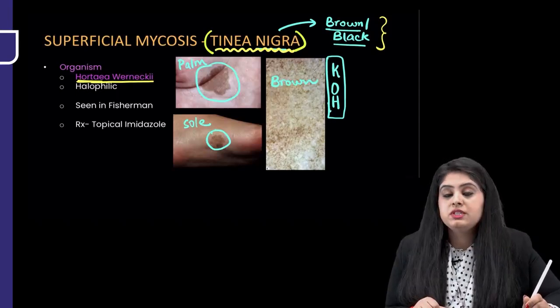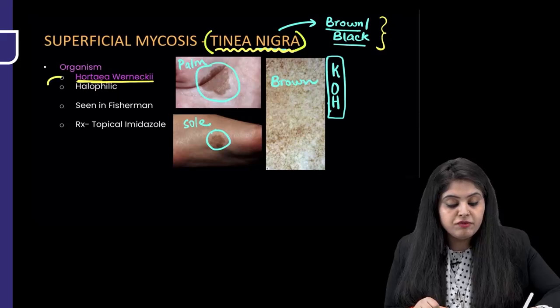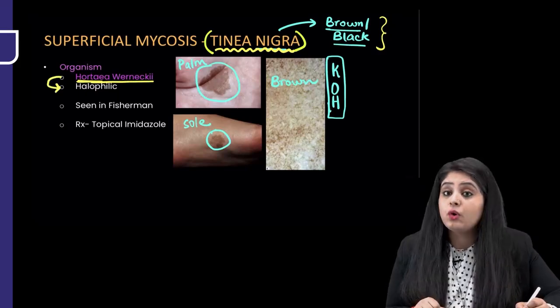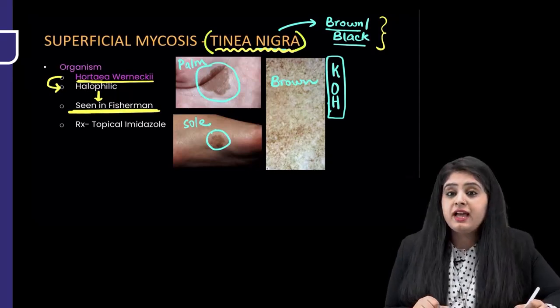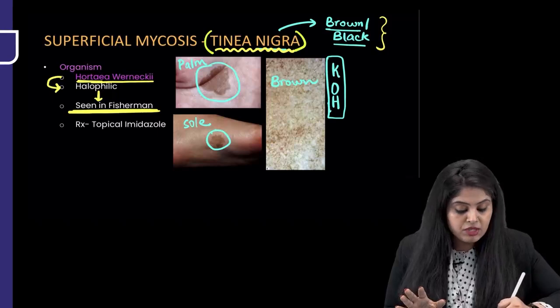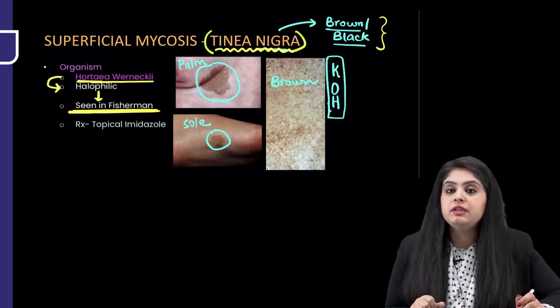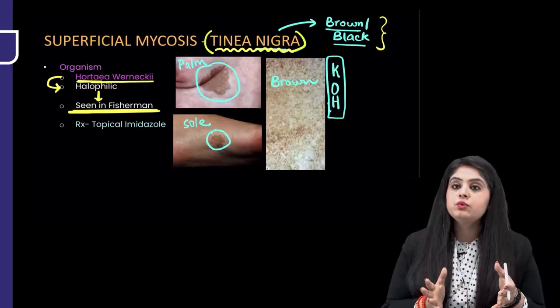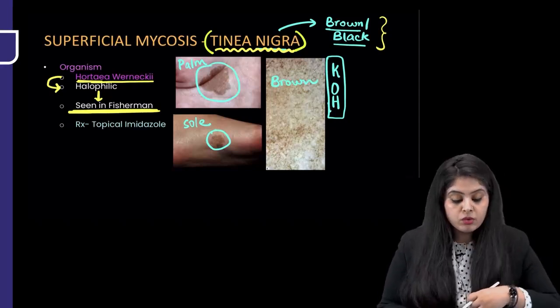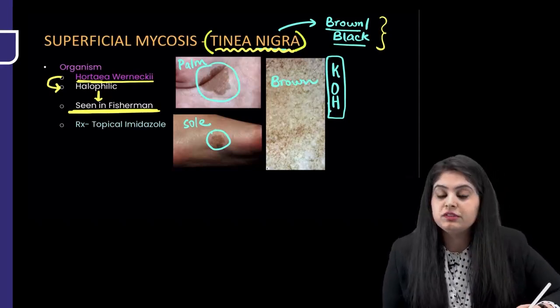Also, please remember Hortaea is halophilic. When I say halophilic, it is something that is salt loving. That is why it is seen in the fishermen. Fishermen, the salty water, the salty sand. So remember, it is halophilic. That is why it is seen in the fishermen. And for treatment, we have the imidazole topical creams that are put on where? The palms and the soles. Whatever I have shown you is the thing. The most common location is going to be the palms and the soles.